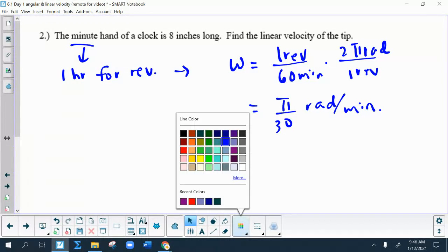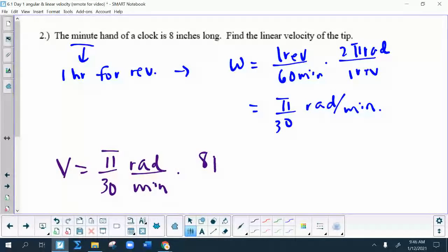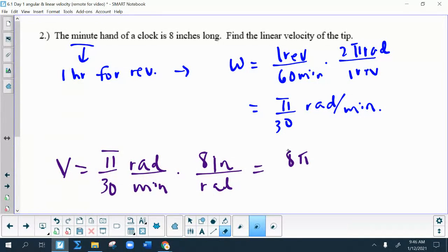Then the linear velocity will be pi over 30 radians per minute times the radius, which is 8 inches per radian, which gives me 8 pi over 30. I guess I could simplify that a little bit, right? Divide by 2, 4 pi over 15 inches per minute.